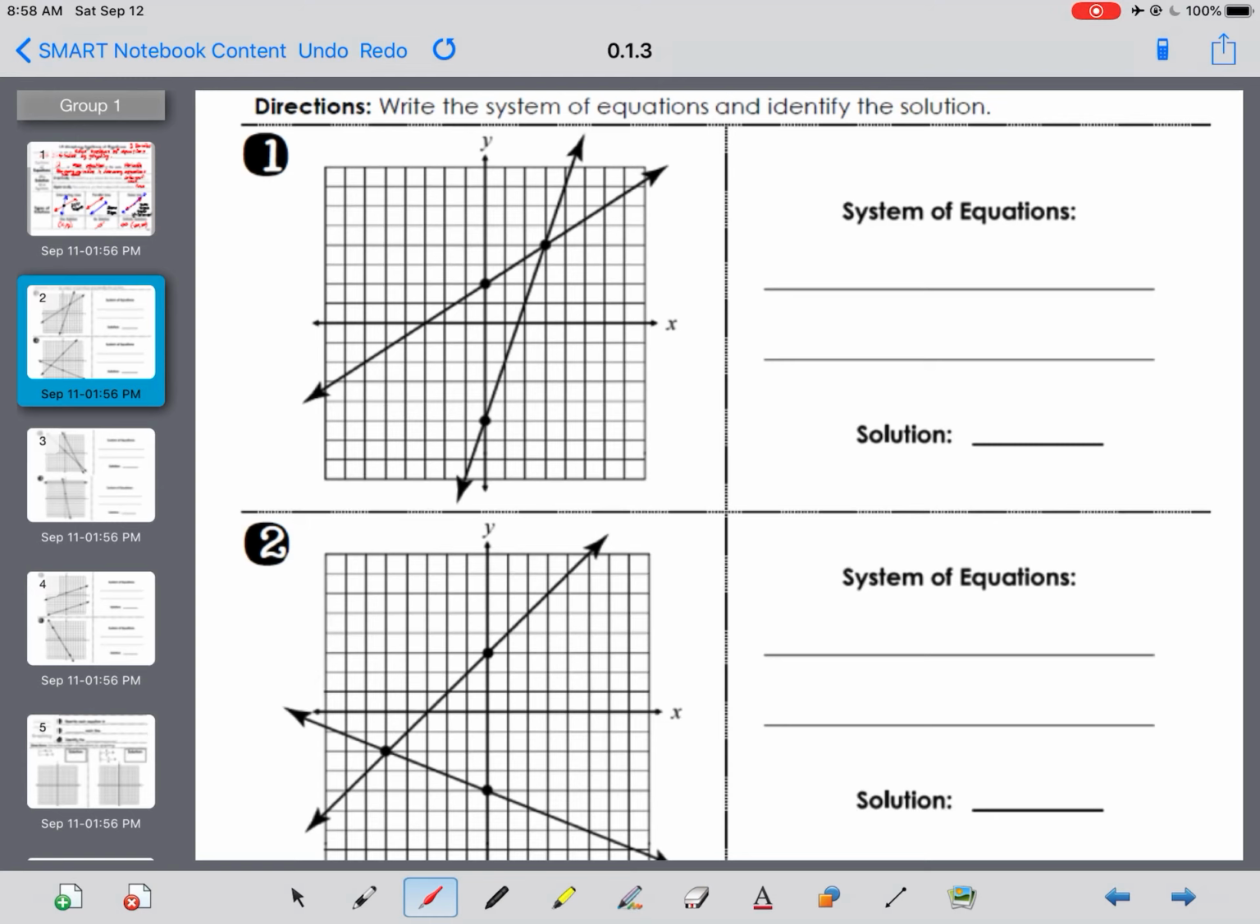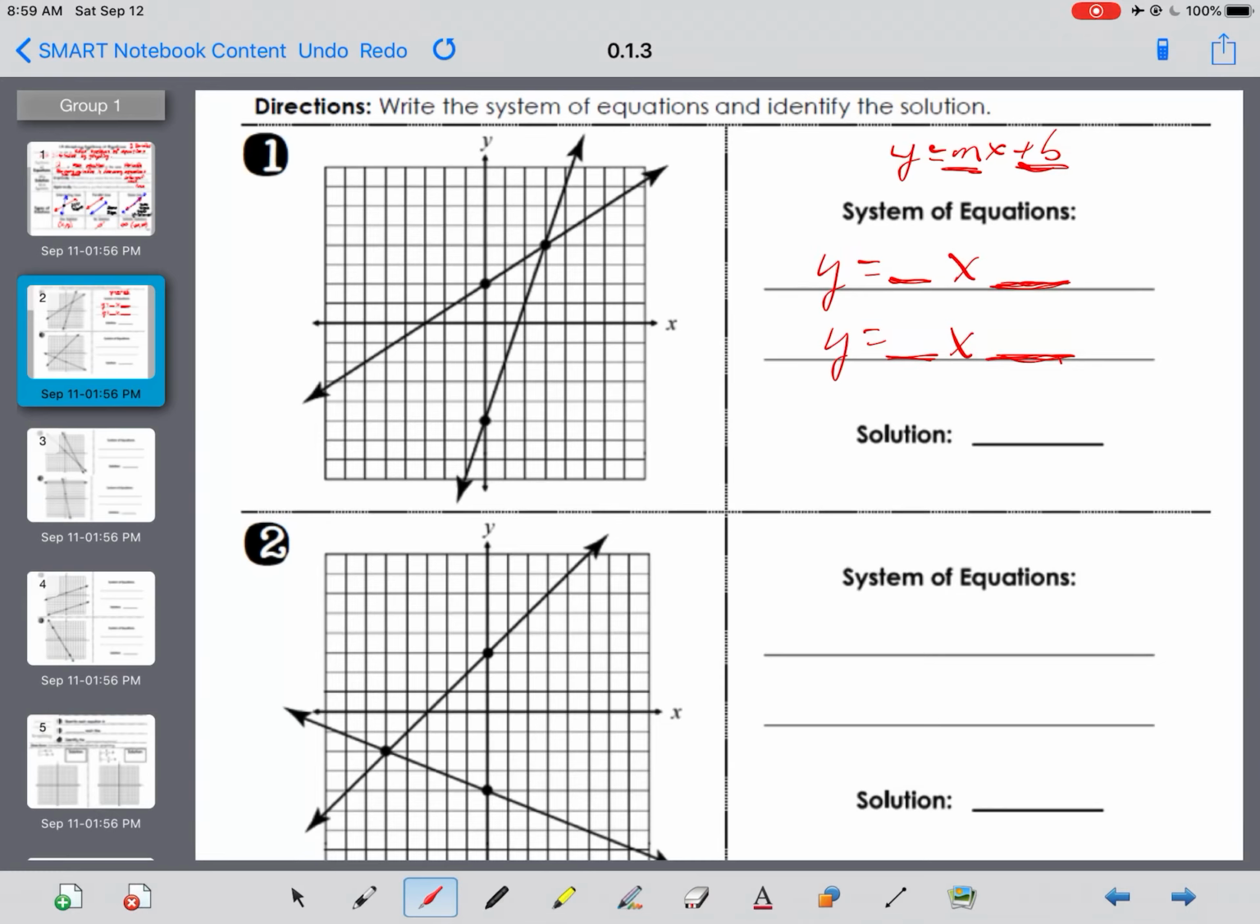Okay. Let's write the system of equations and then identify the solution. So we're going to write an equation for both lines, and then we're going to write the solution based on the graph. We're going to write them both in y equals mx plus b form, so I'm just going to do my fill in the blanks. We're using y equals mx plus b. Fill in the blank, fill in the blank.